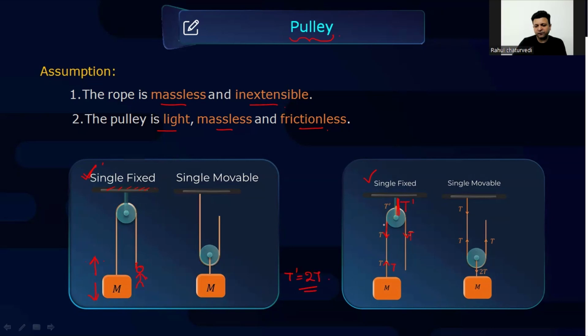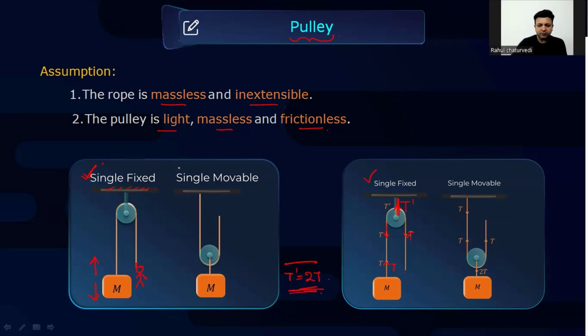Since the pulley is fixed, the pulley cannot move, that means the net force acting on the pulley will be equal to 0. So one tension T dash is acting in the upward direction, and two forces T and T are acting in the downward direction. So net tension will be actually equal to 2T, right?